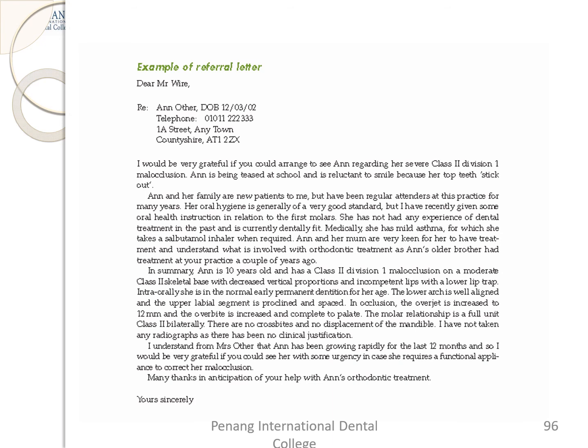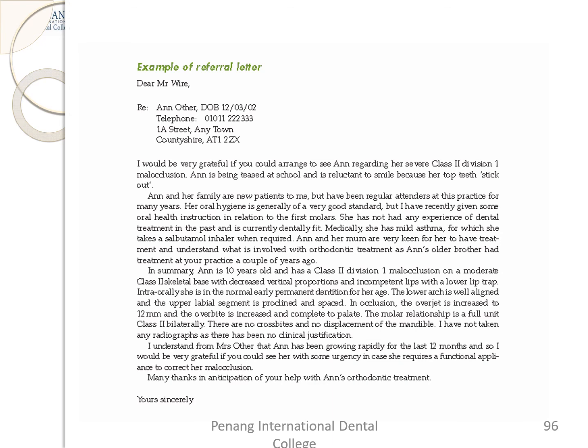In summary, now we are going to the patient's diagnosis and a detailed problem list here. Anne is 10 years old and has a class 2 division 1 malocclusion on a moderate class 2 skeletal base with decreased vertical proportions and incompetent lips with a lower lip trap. Intraorally, she is in a normal early permanent dentition for her age. The lower arch is well aligned, and the upper labial segment is proclined and there is spacing.